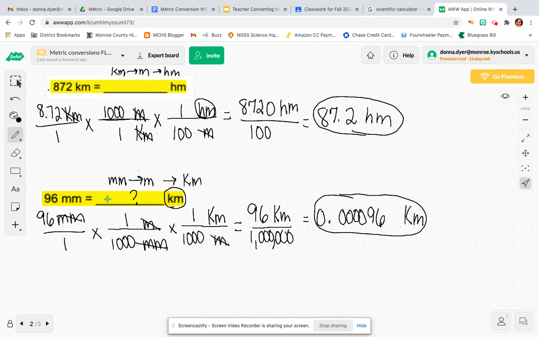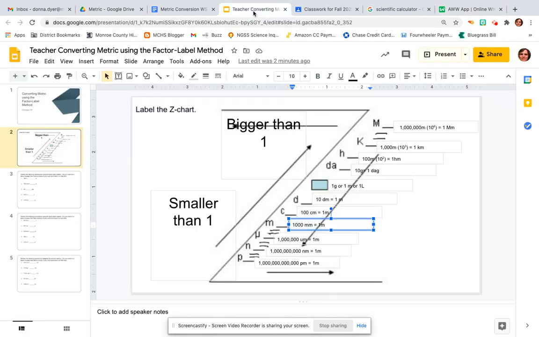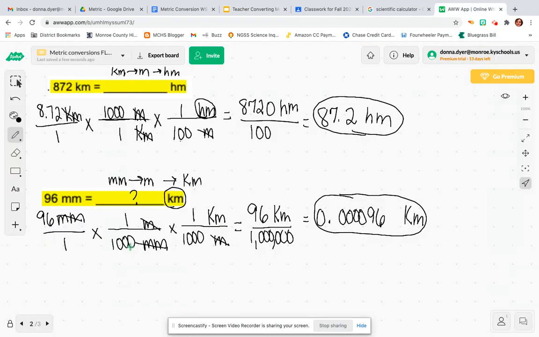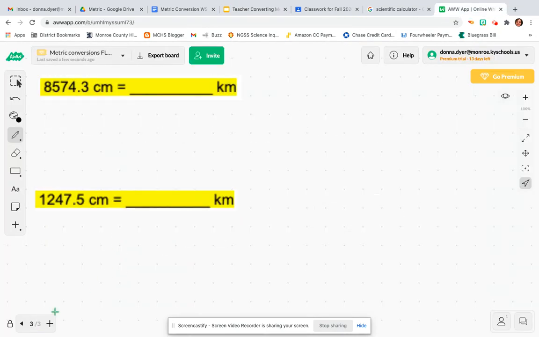So 96 millimeters is not very many kilometers at all, because kilometers, notice here, it should make sense to you. Kilometers is really big. Milli is really small. So it's going to be a very small number when you're changing these all the way up to these bigger ones. Okay, let's look at one more, or a couple more examples. I've got a couple more examples here because I know this is a little bit more complicated, and I wanted to make sure that you knew how to do it.